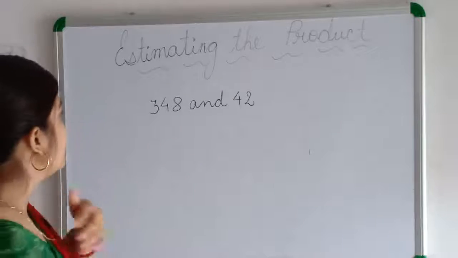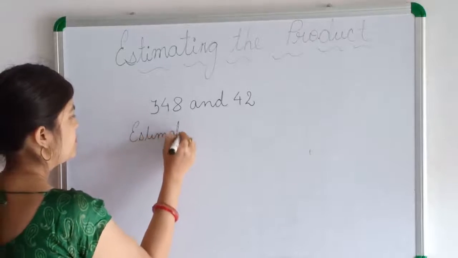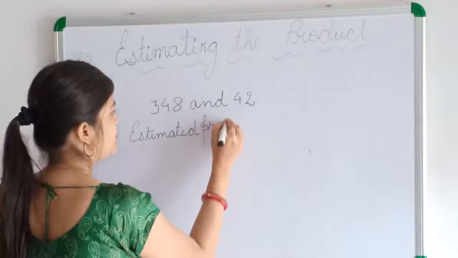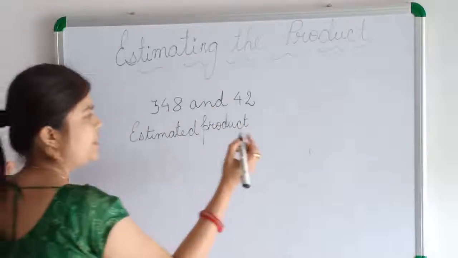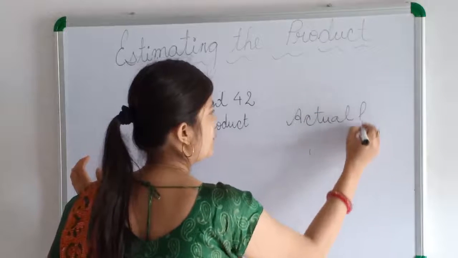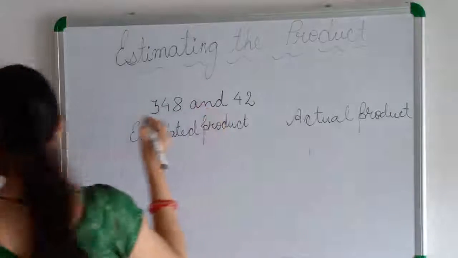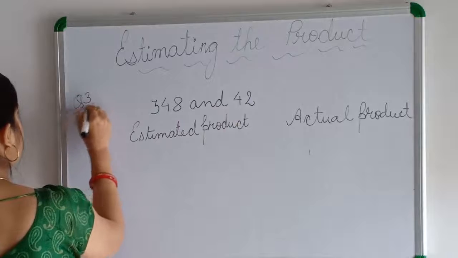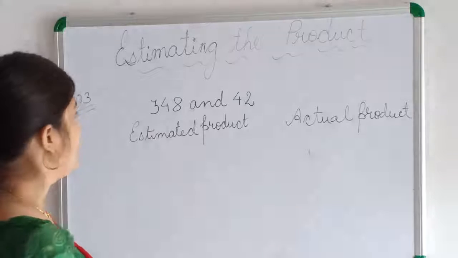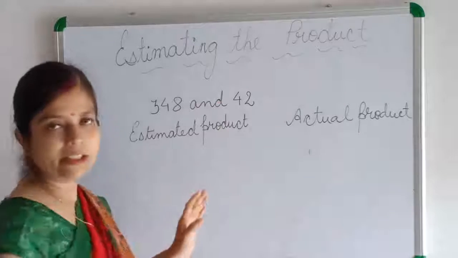So first we will find here the estimated product. Then we will find here the actual product. And then we will find the difference. This is the question number 3, that we have to find the estimated product, actual product, and then we have to find the difference. Already in the question it is given the estimated product is 14,000.